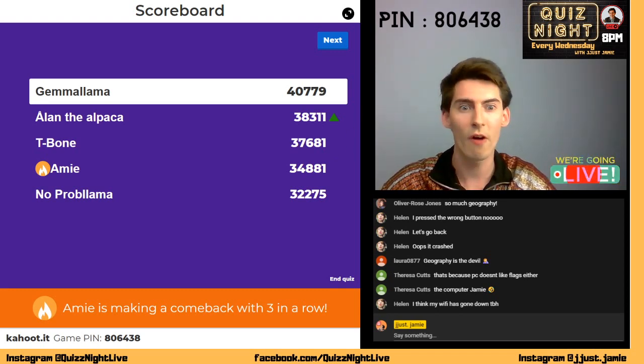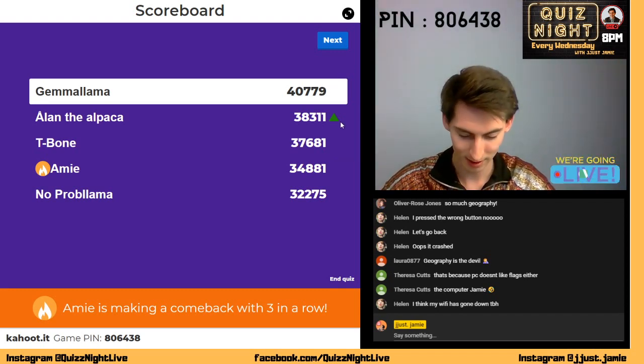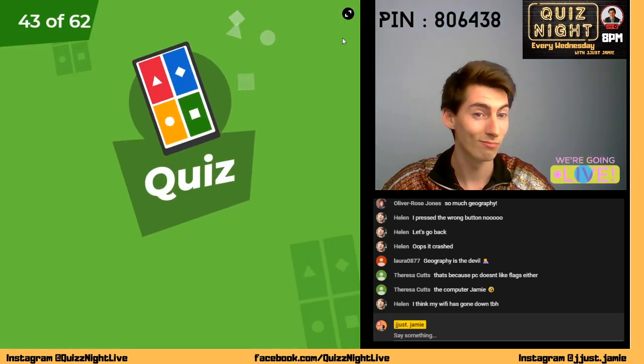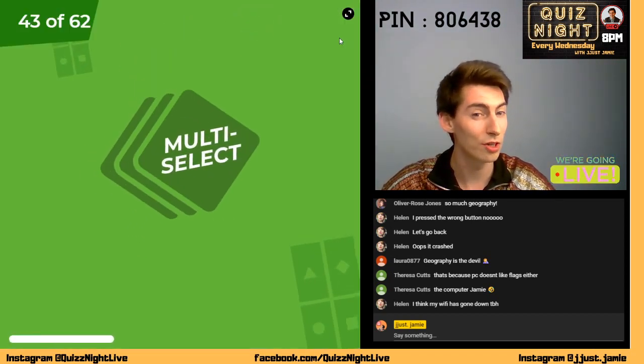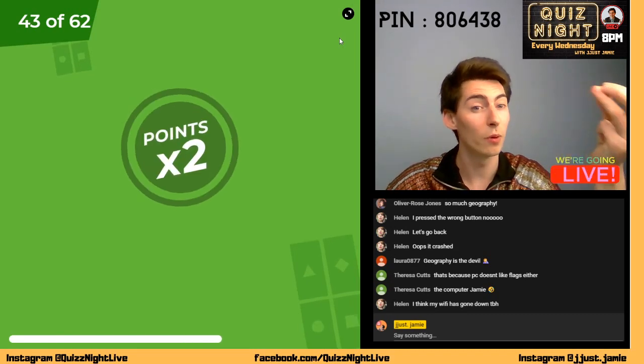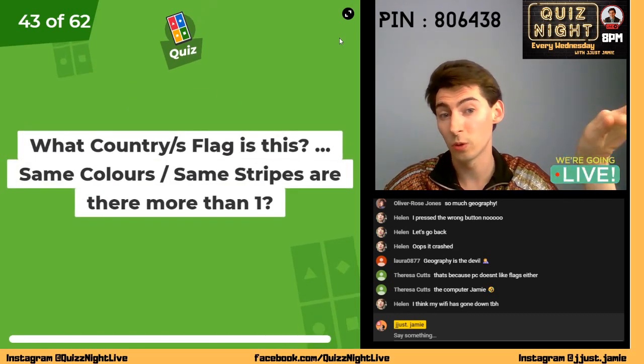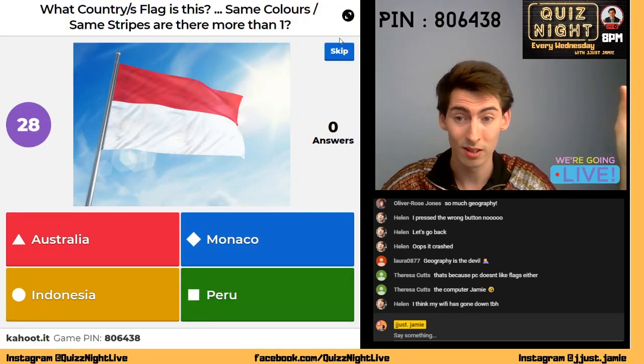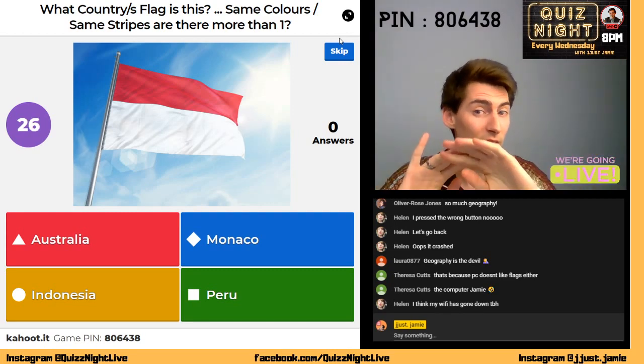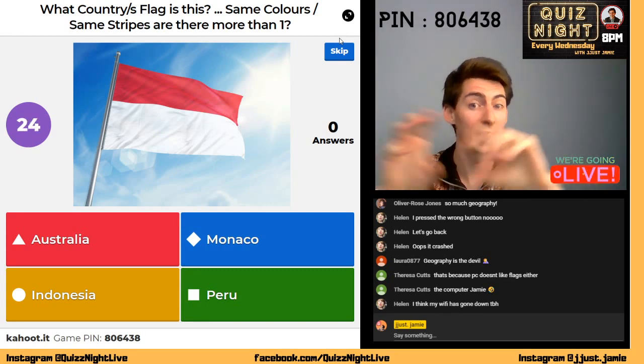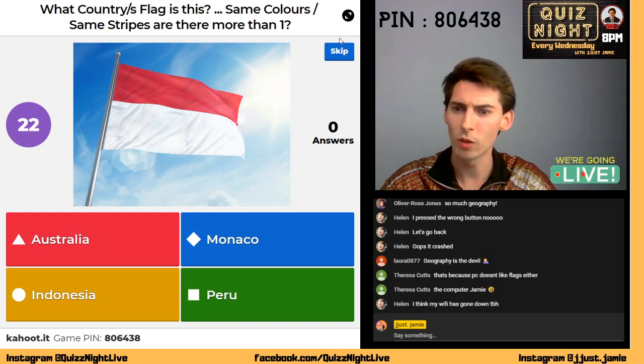Okay, so final question of this round. Let's make it interesting. Now, it's a quiz question. It's multiple select, and it's double points. Just because I've made this multiple select doesn't mean there's more than one answer. This flag, country, right? Same flag, right? So this flag, is it in more than one country?